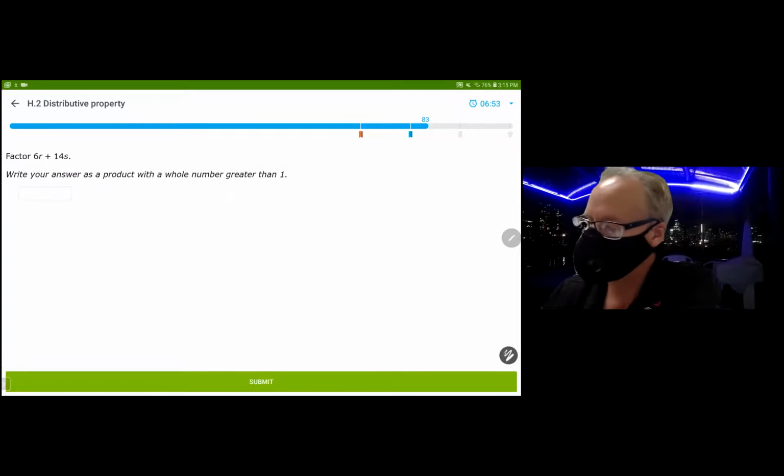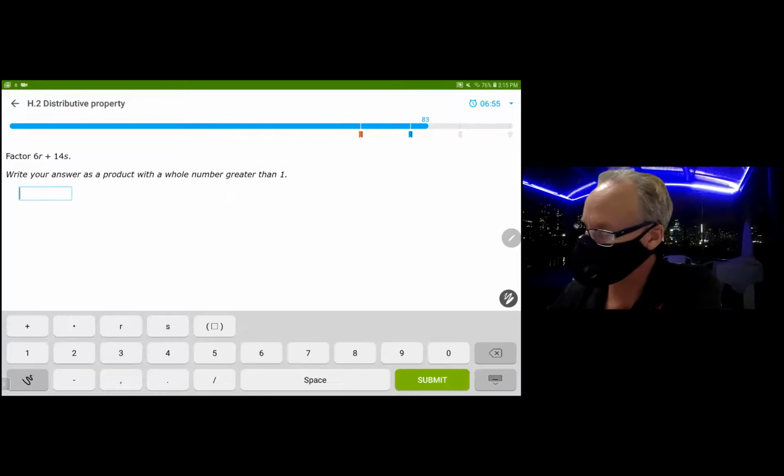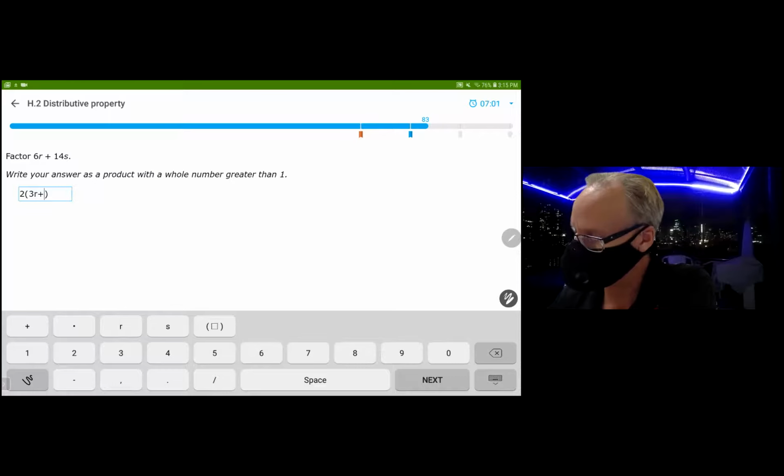This one we're going to take out the 2. That's the only common factor. So we take out the 2, and inside we've got 3r plus 7s. And that's it.